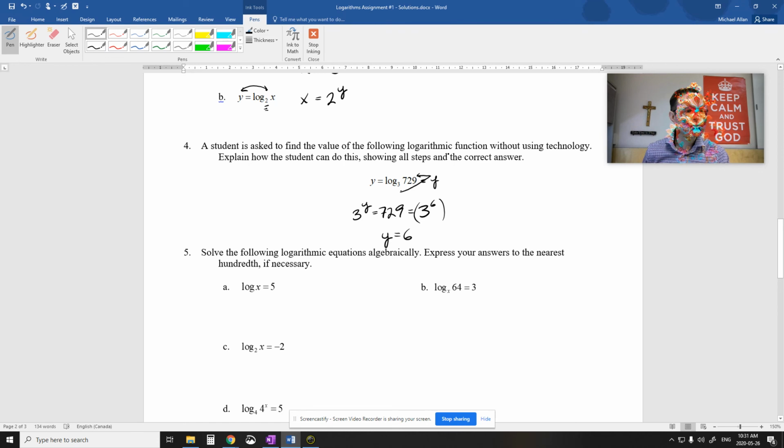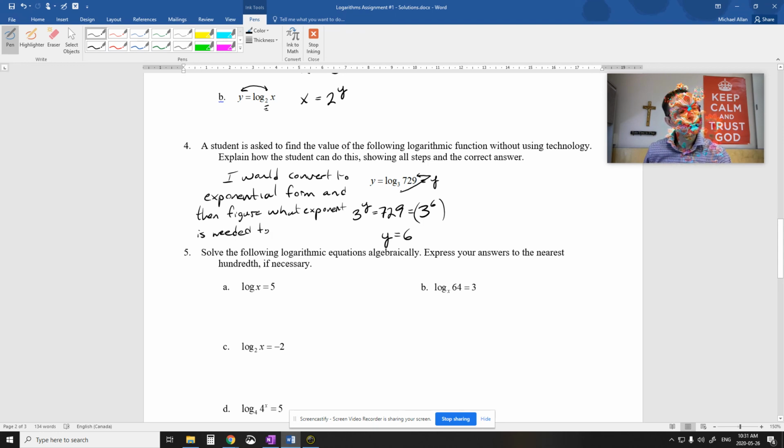Showing all the steps and the correct answer. So you could explain it. Like I would say here, I would convert to exponential form, and then figure out what exponent is needed to get 729. Right? So that's what I would do.